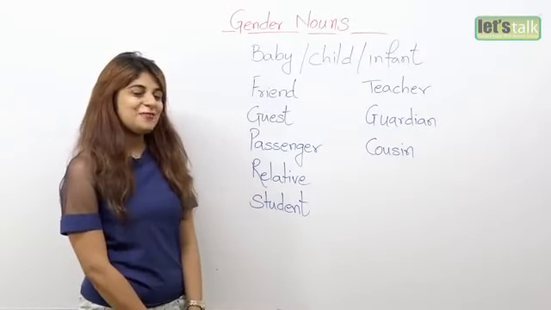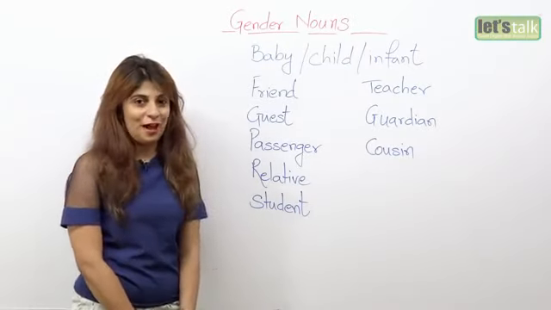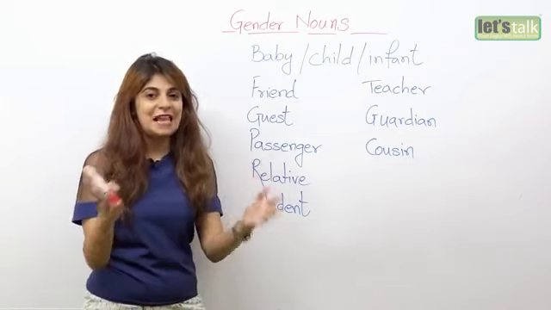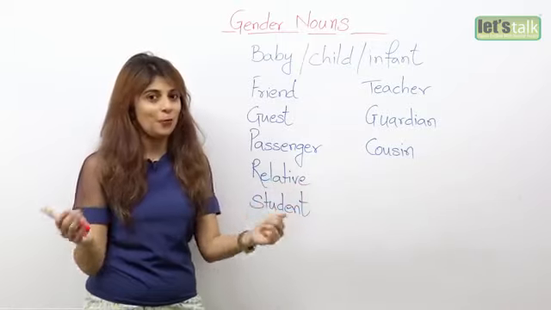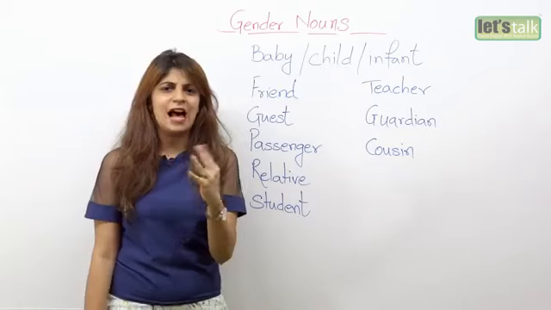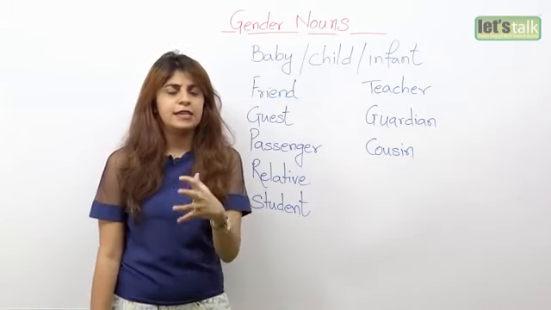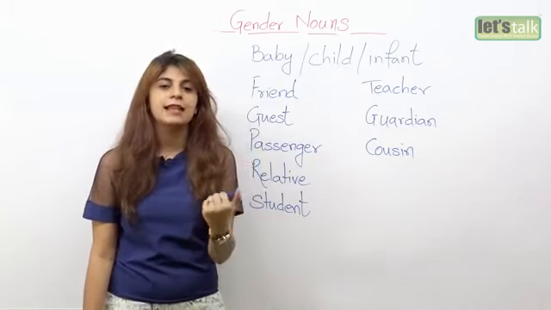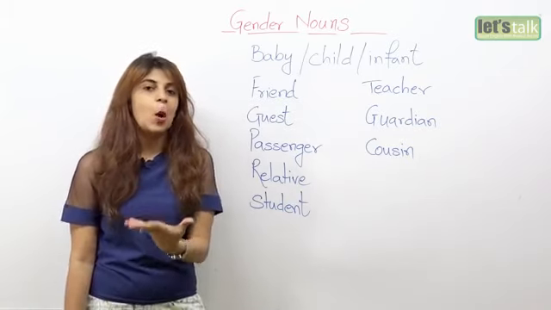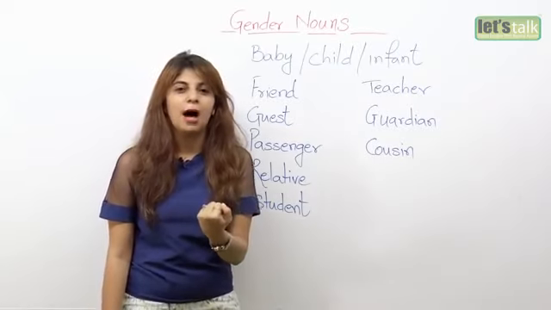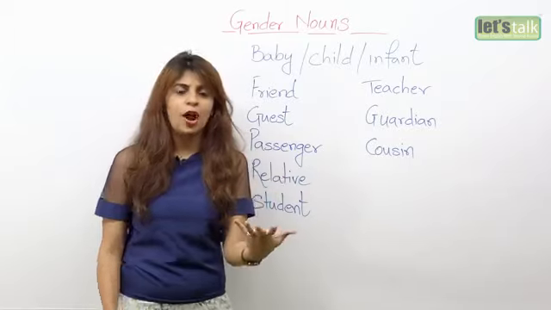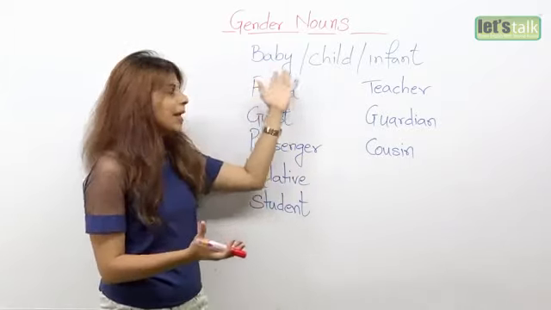So here's a list for you with common gender nouns. Be it a boy or a girl, doesn't matter. It's the same term that we use for both. So we have baby. In many countries, I have heard that if it is a girl child, then they call her baby, and if it's a boy child, then they call him baba. But that's incorrect. It is baby. Be it a girl child or a boy child, it is baby.